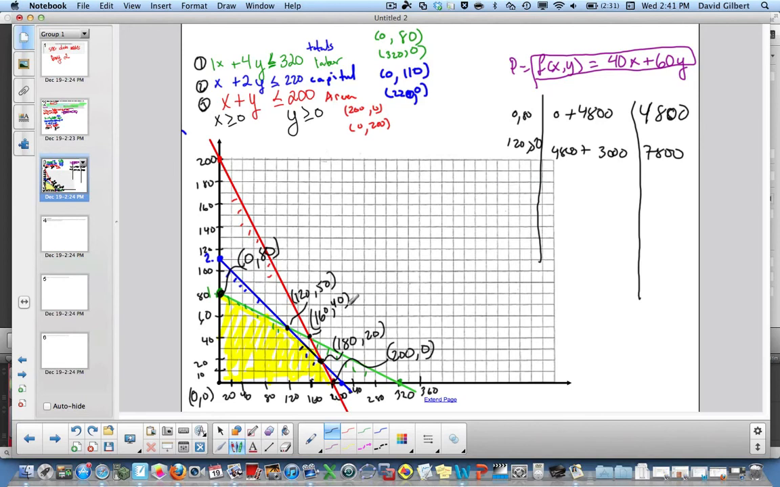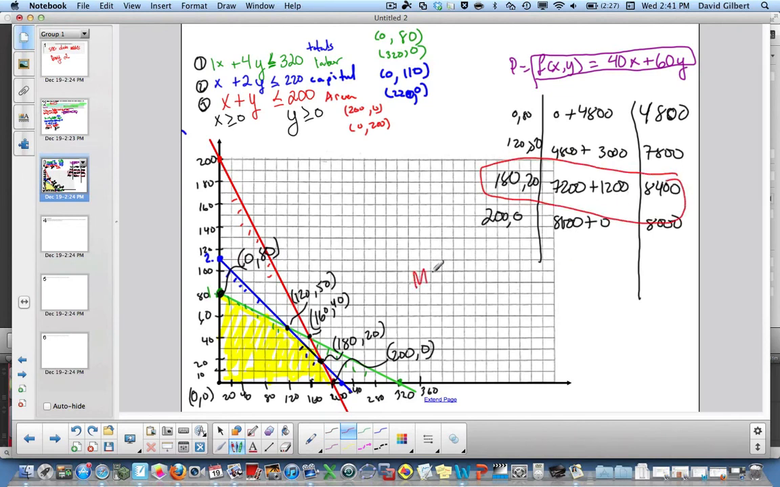Our other point, this one's not on the edge of the feasible region, so we don't care about that for right now. 180, 20, and we plug that in and we get 7,200 plus 1,200, which is 8,400. And then our last point, 200, 0, we get 8,000 plus 0 equals 8,000. So our optimal point is this.